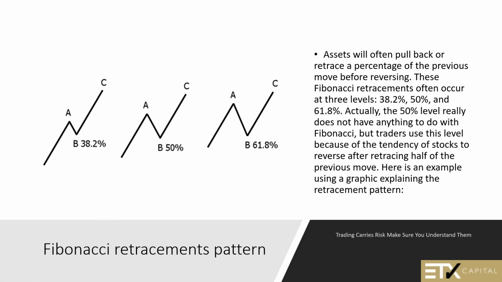So what we've done is apply those same numbers that were applied throughout history to the financial markets, and we find that an asset will often pull back or retrace a percentage of its previous move. These Fibonacci retracements often occur at 3 levels, 38.2, 50, and 61.8. But actually, the 50% level really does not have anything to do with Fibonacci. Absolutely nothing. It's just that in modern day financial markets, a 50% retracement is so common that it's been added into the Fibonacci scale.